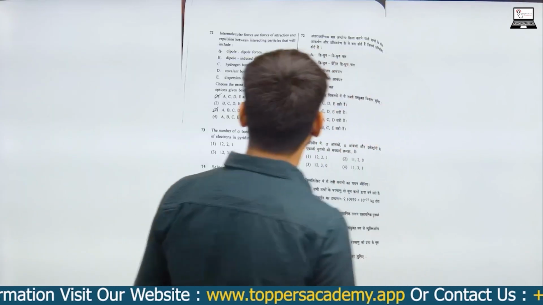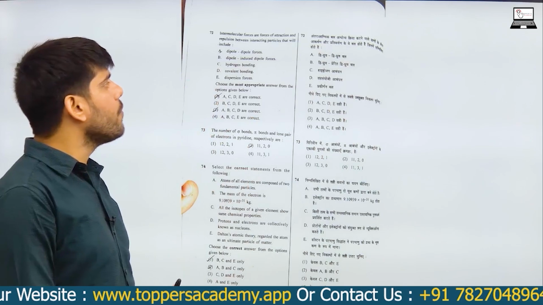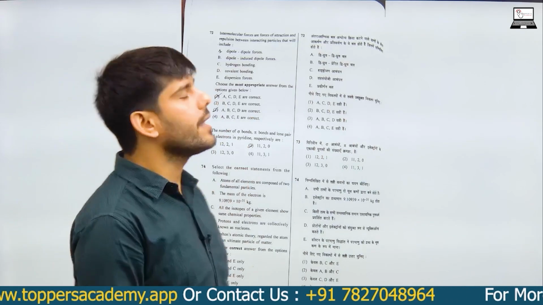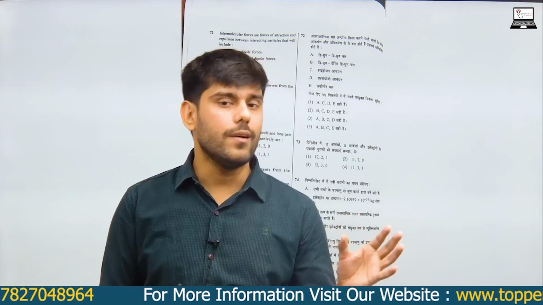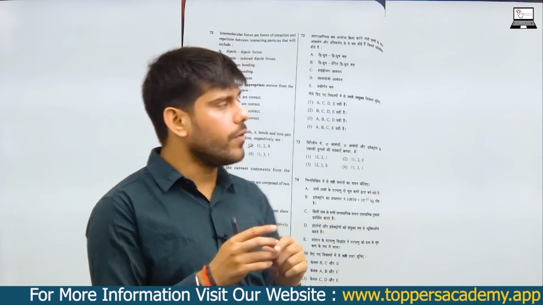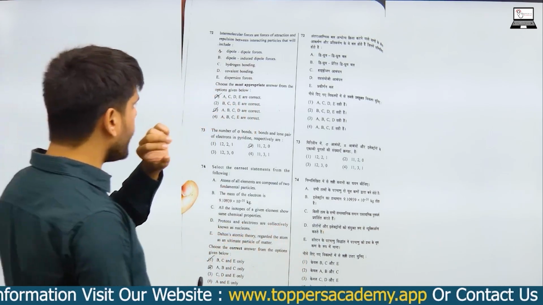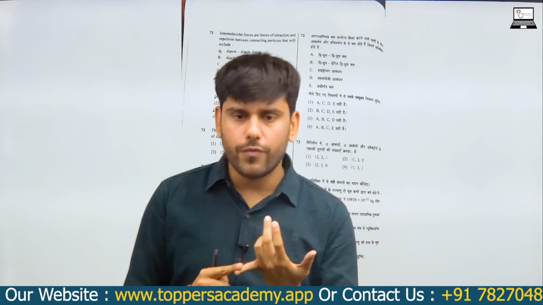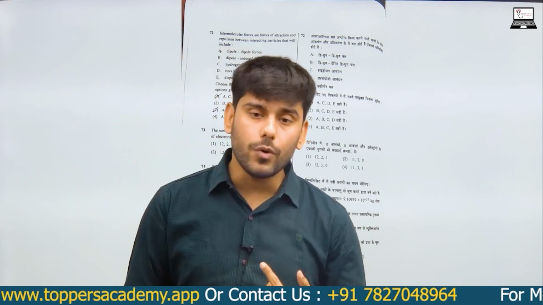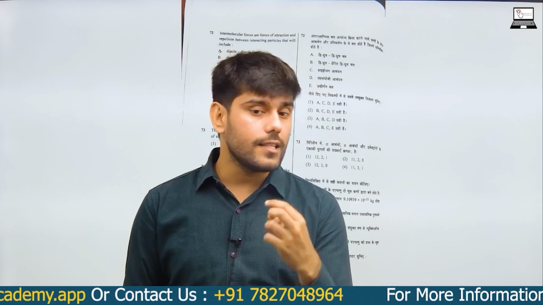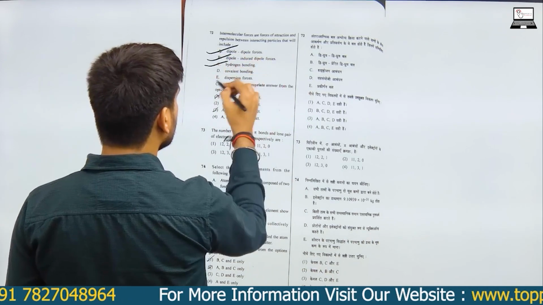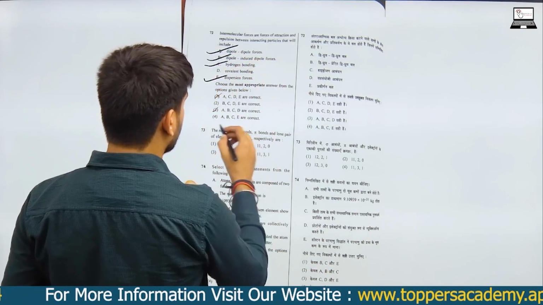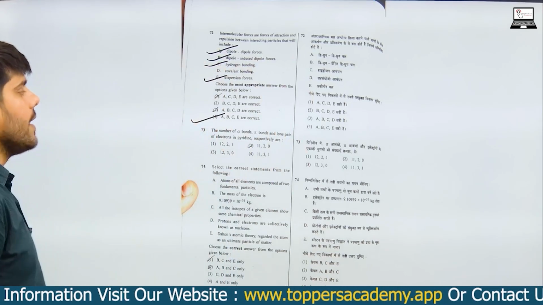Next question is, intermolecular forces are forces of attraction and repulsion between interacting particles that will include, first of all, van der Waals interactions. Ionic bonds and covalent bonds are not intermolecular forces of attraction. So we will not include covalent bonding in that. So yes, it is London forces, or dispersion forces, dipole induced dipole, and then there is a special kind of dipole interaction which is hydrogen bonding. So A, B, C and E are correct. So D is the right answer.